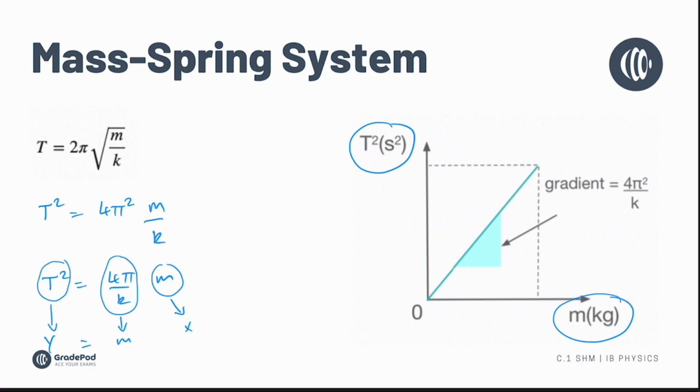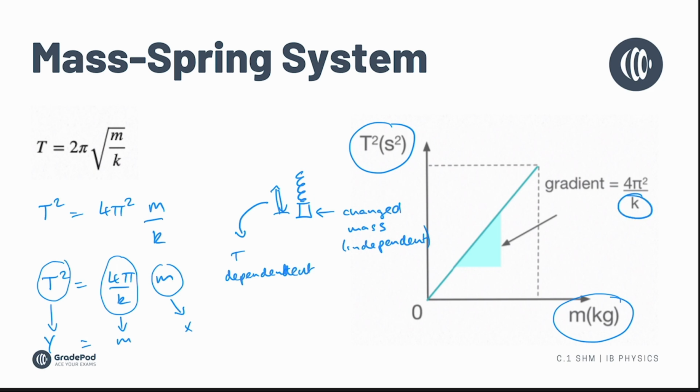So in theory, if you had a mass spring system and you changed the mass, make that the independent variable, and then you measured the time period, that's your dependent variable, then once you plotted them, you would be able to find out what the spring constant of the spring is. This graph and this system is something I'd expect you to see in your data analysis questions in your exams.